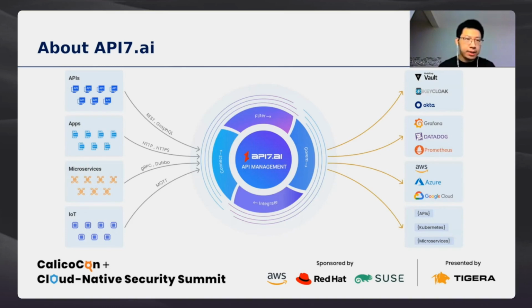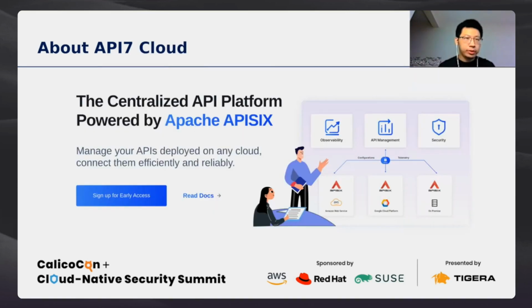At API7.ai, based on APISIX we created some business products, and we built a product named API7 Cloud. This is a SaaS product built on Apache APISIX. API7 Cloud provides a simple yet effective and secure way to connect your APIs and microservices in a multi-cloud environment.